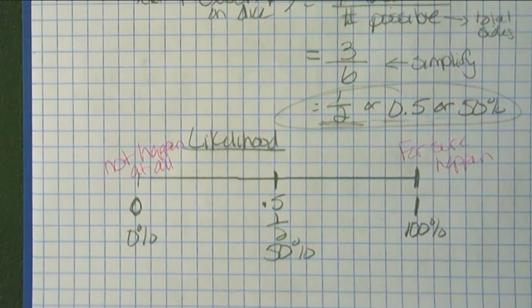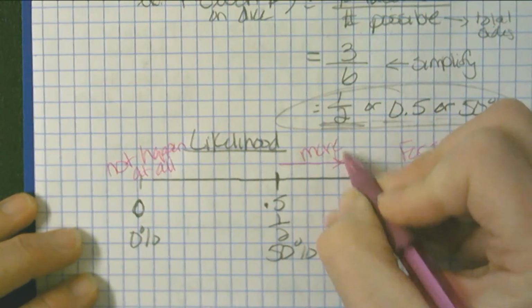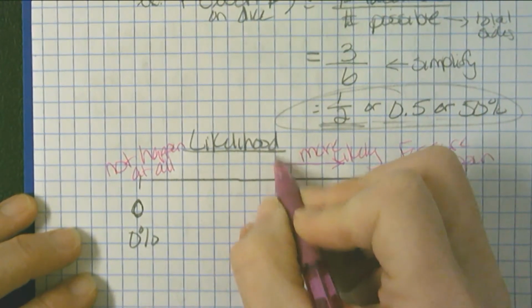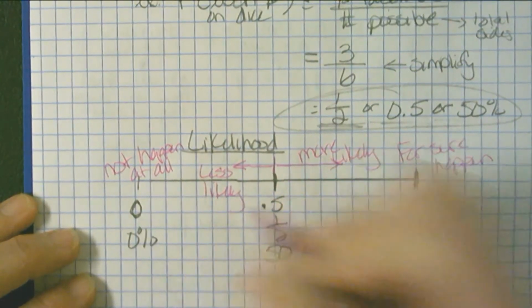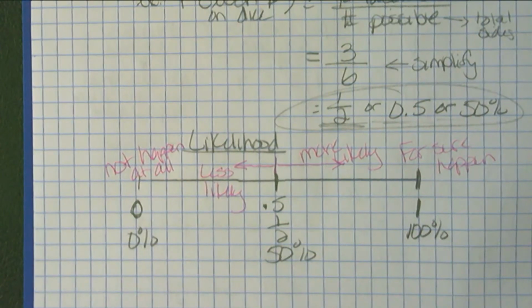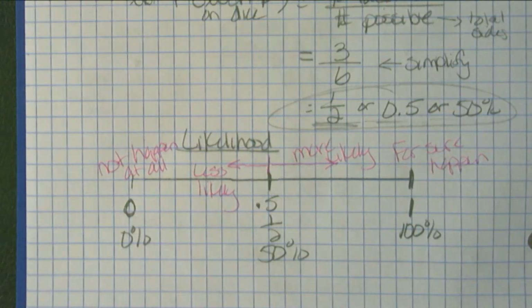50% is your breaking point. Anything bigger than 50% is more likely. Anything less than 50% is less likely. So the smaller the number, the less likely it's going to happen. So that's what probability means: the likelihood it's going to happen. 50% means you've got a 50-50 chance. 50% is going to happen, 50% it's not going to happen. All right, let's look at another one.